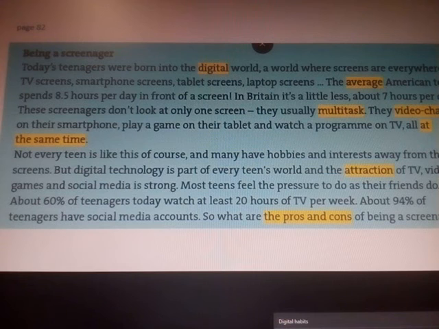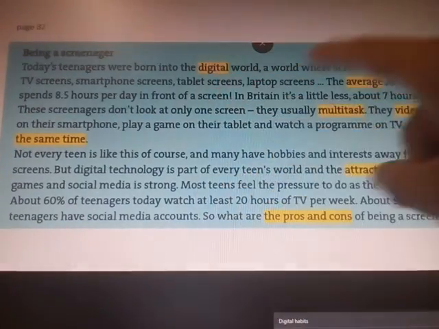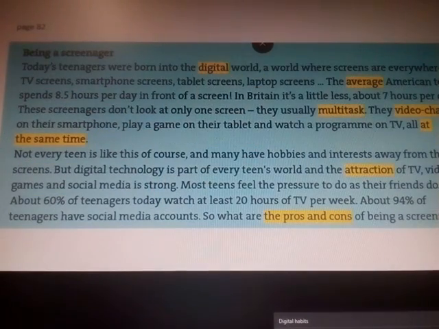So next word, multitask. Women always say, I'm able to multitask. That means you do more than one thing at the same time. So for example, you cook and you listen to a podcast. I mean, men, they are able to multitask as well because they can breathe and do one more thing at the same time. I'm just kidding.